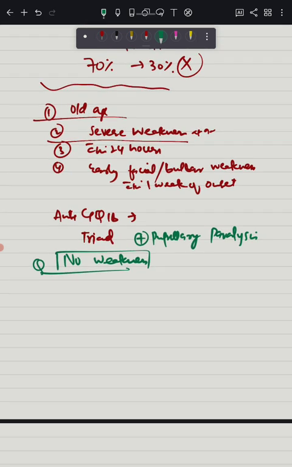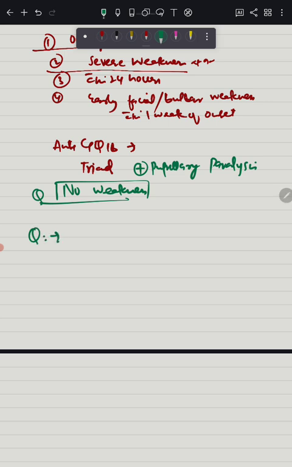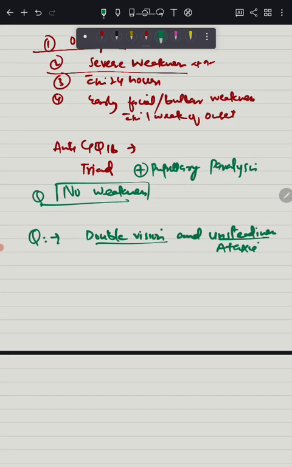So let's see one question. A 37-year-old man presents with a 3-day history of double vision and unsteadiness in gait. Double vision and unsteadiness means diplopia and ataxia. He reports no limb weakness, and there are no sensory disturbances.